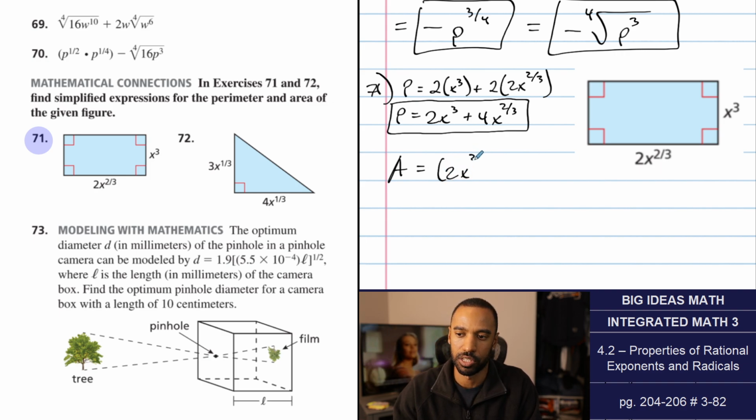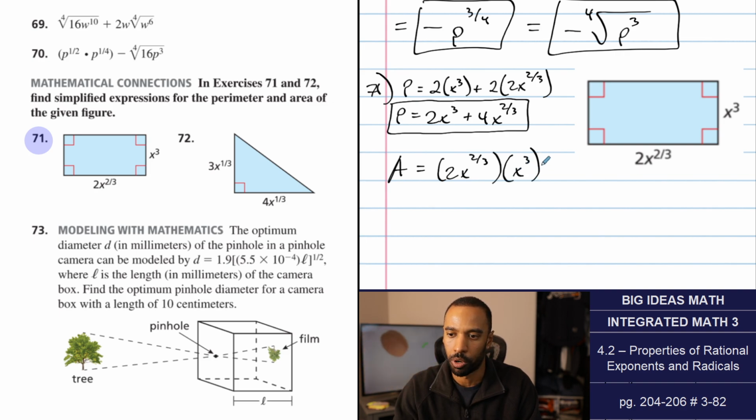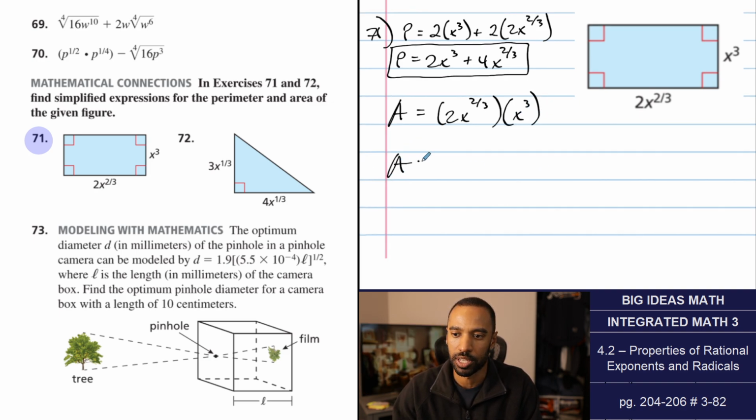We have 2x to the 2/3 times x cubed. This is where a little more work is to be had as well. So for this guy, 2 doesn't matter, right? We're doing x's with x's. So x, we're going to add these two. We have 2/3 plus 3. 3 is 9/3. I'm going straight into it. So that'll be 2x to the 11/3.